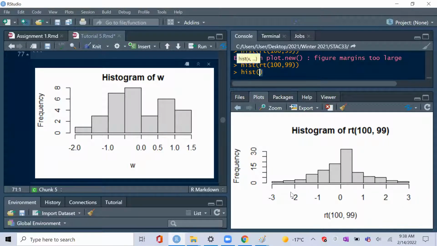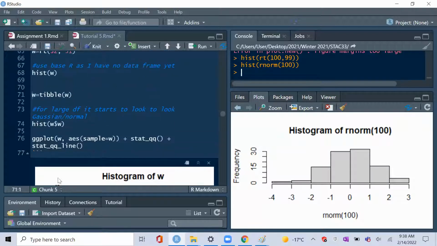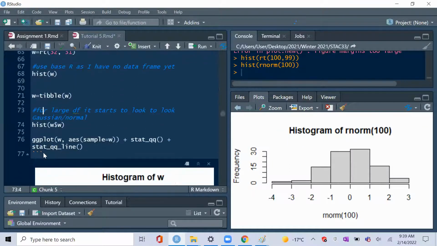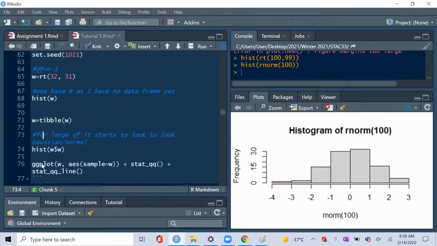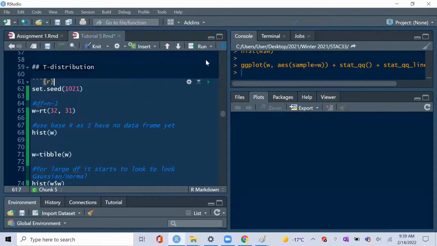Whereas if I did a histogram of, let's say, rnorm with the same sample size, it would look different, right? You can see that the mode is higher, basically, because it puts mass closer to 0, whereas the t-distribution spreads it out more. So you can imagine the QQ plot can't look exactly the same, right, because of this. So let's see what it looks like.